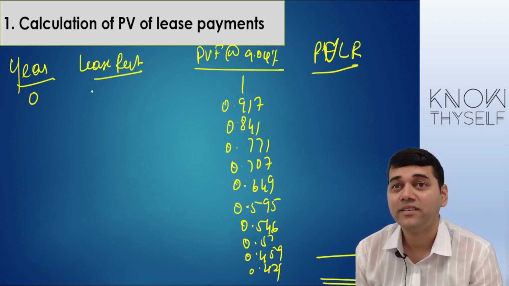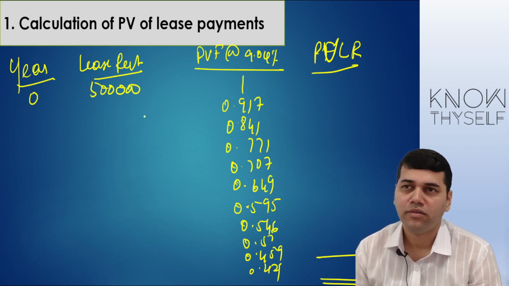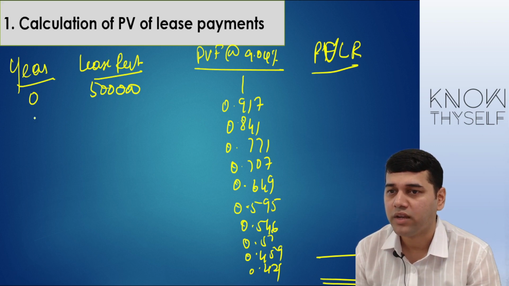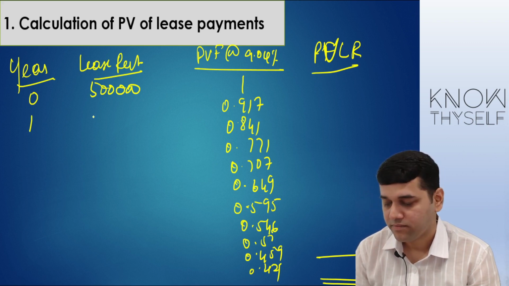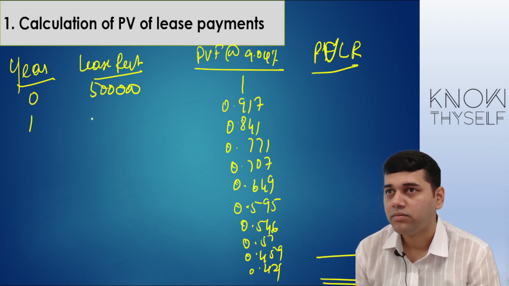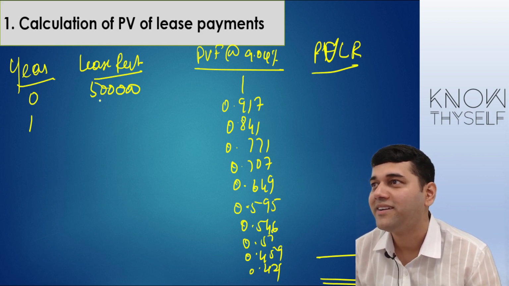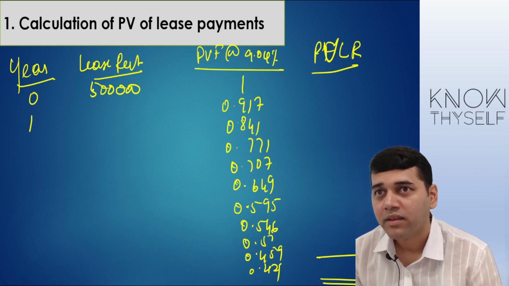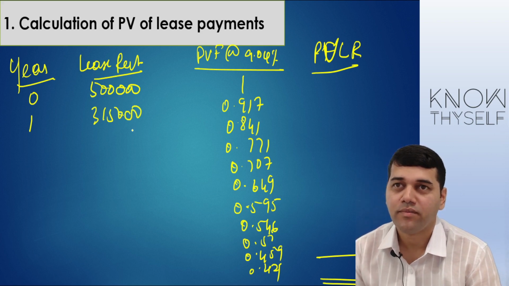Now, what is my lease rent? 5 lakh. Now, forget about present value factor, that is different. Think about contractual. At the end of first year or beginning of second year, what is your lease rent? It's 3.15 lakh. How? 5 lakh is going to be increased by 3%, so 5 lakh 15,000, but will you pay 5 lakh 15? Less 2 lakh. 2 lakhs you are going to deduct. So you prepare 3 lakh 15,000. Clear?